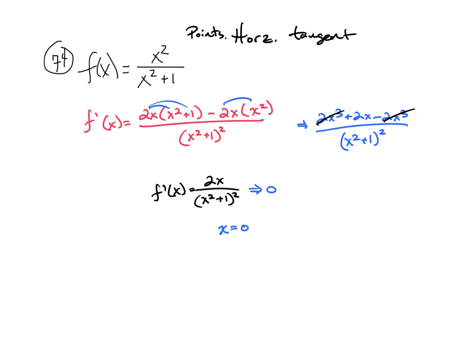x equals 0 is where my x value has a horizontal tangent, but what did it ask for? A point. So how do we find a point? Looks like we substitute it back in. So we set 0 in for x, so f of 0. When I substitute in 0, what do I get in my numerator? 0. What do I get in my denominator? 1, so I end up with 0. So my point is (0, 0), my horizontal tangent.